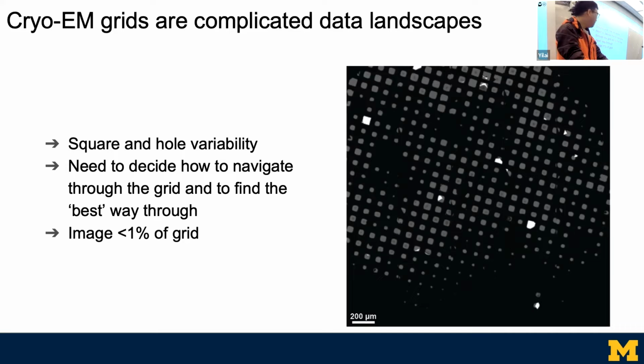For a typical data set with a few thousand micrographs, usually you only end up imaging 1% or less than 1% of the total grid. You need to start from this atlas, and with other medium or lower magnification images, try to collect a few thousand micrographs that cover only 1% or less of the total grid. And you want those micrographs to be as high quality as possible.